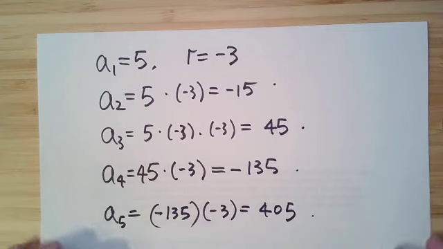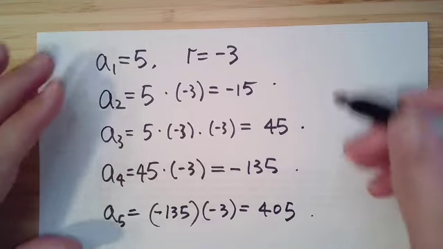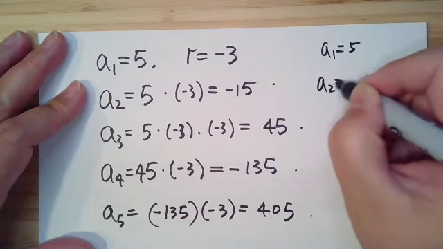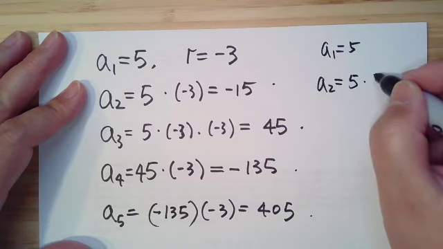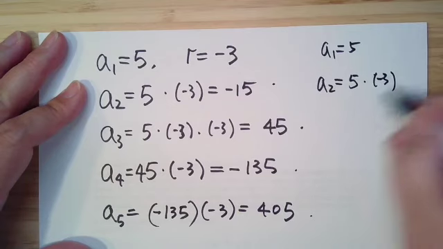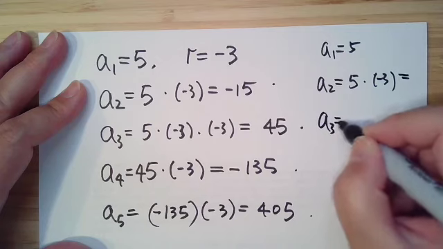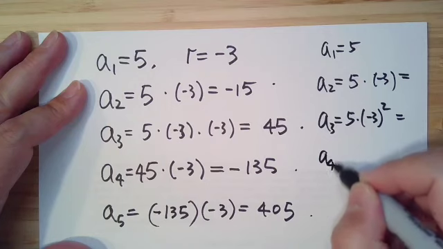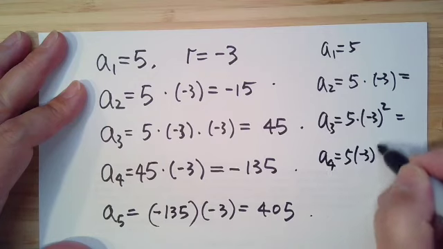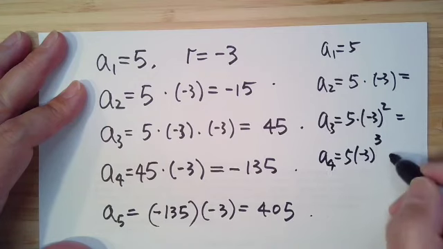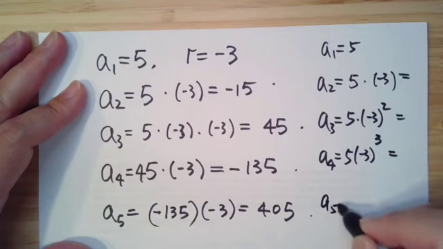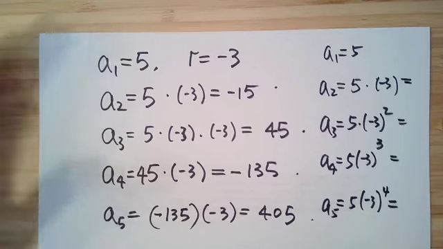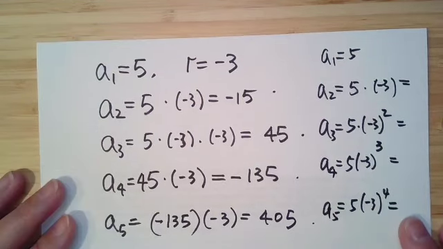Okay, so it's just how you write it. You can write here: A1 is 5, A2 is 5 times r, which is negative 3, and A3 can be 5 times negative 3 squared, and then A4 will be 5 times negative 3 cubed, because it's this guy times negative 3 again, right? So A5 is 5 times negative 3 to the fourth. Okay, so this is the example about a geometric sequence.